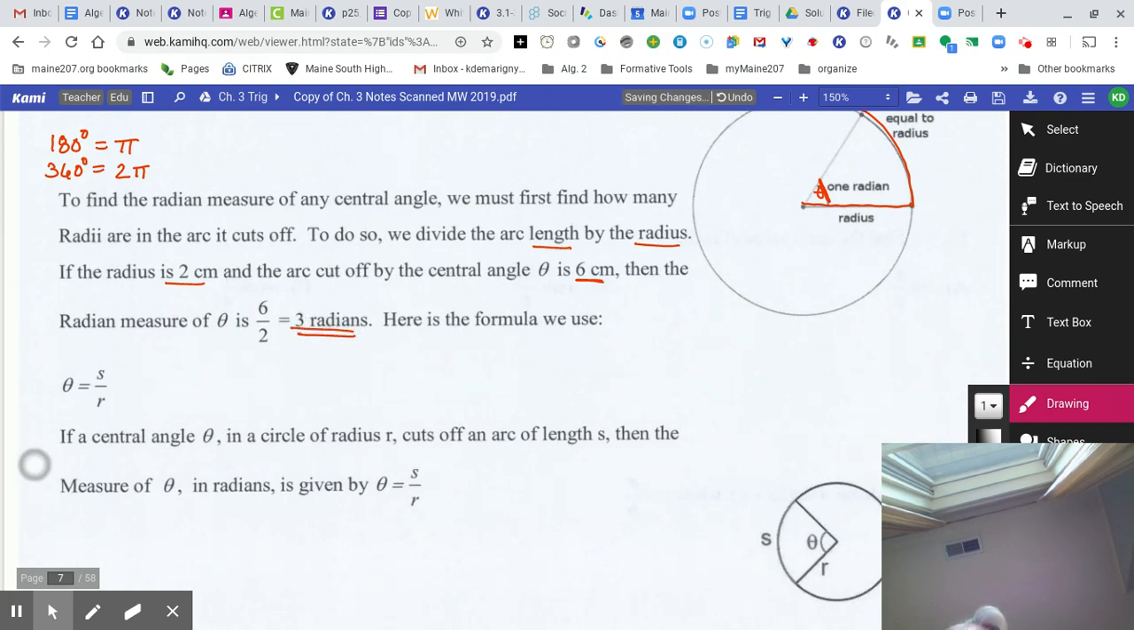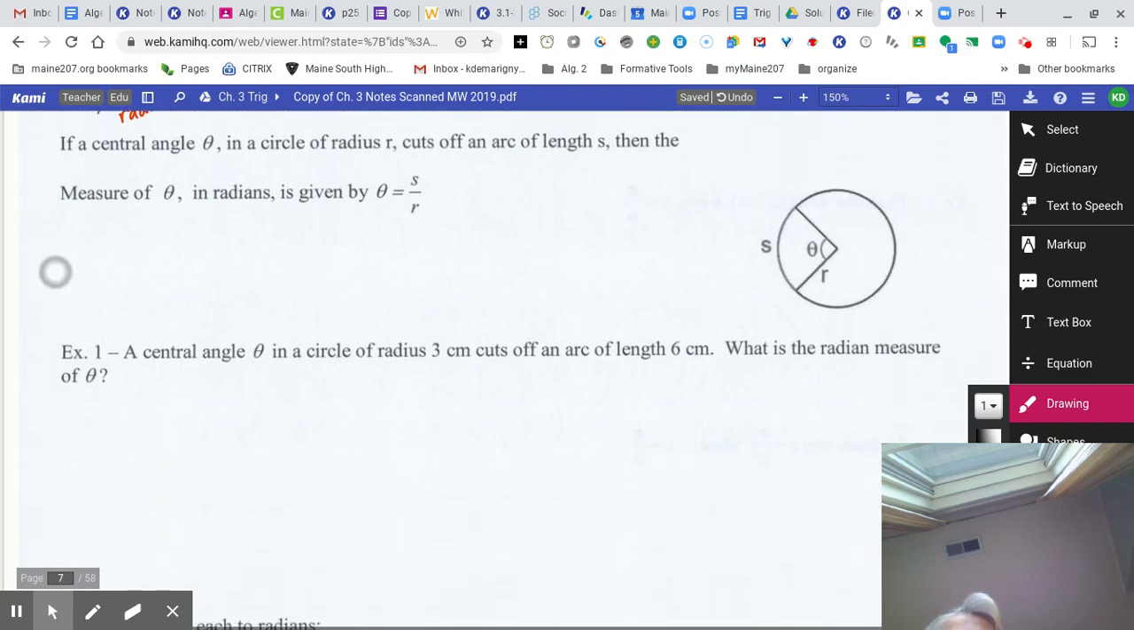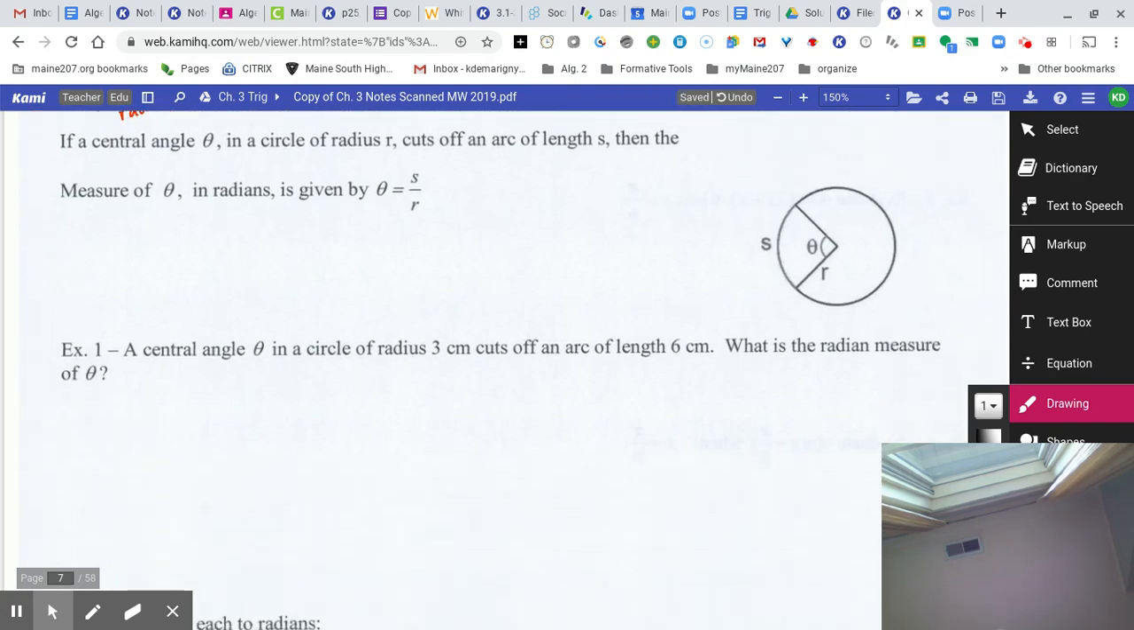And here's the formula that we're going to use. Theta, or the angle, is equal to s over r. The s stands for arc length, and r is the radius of the circle. And that's going to tell us what the angle is, what 1 radian is. So we'll want to remember that particular formula.